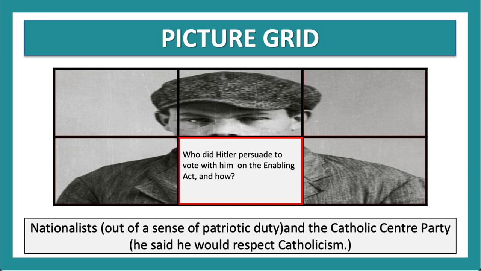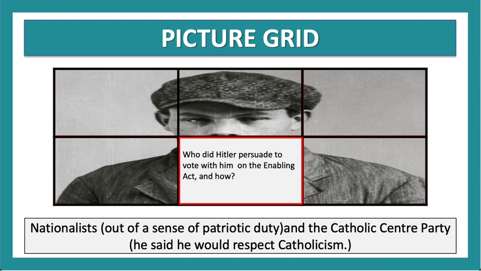Excellent. Well done. So he gets a lot of the nationalists, the DNVP, they vote for Hitler, again out of a sense of patriotic duty or a sense of national security. And this is a very subtle one, but he gets the Catholic Centre Party to vote with him as well, because he essentially says that he'll leave Catholicism alone, and he has no intention of interfering with the religion. And it's quite interesting, actually, because in 1933, he immediately signs a concordat with the Pope, like an understanding that Catholicism will be respected.